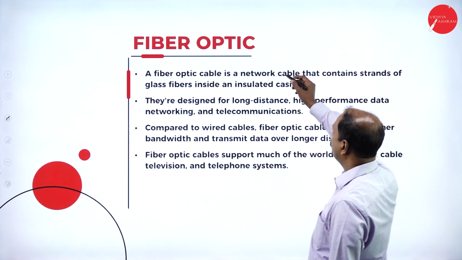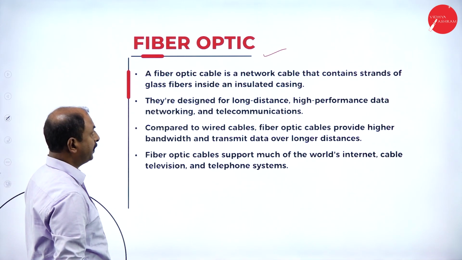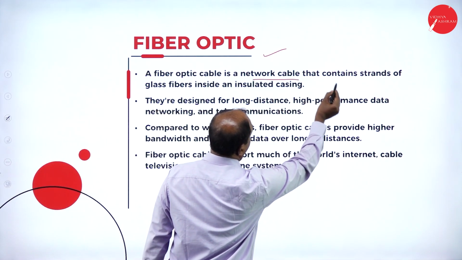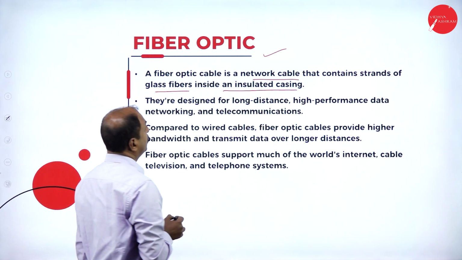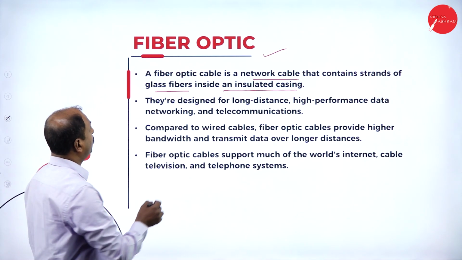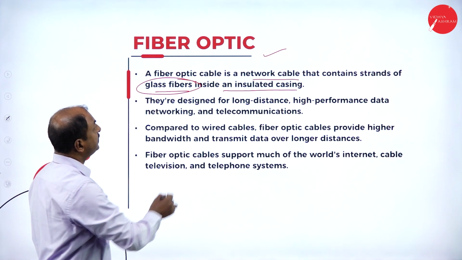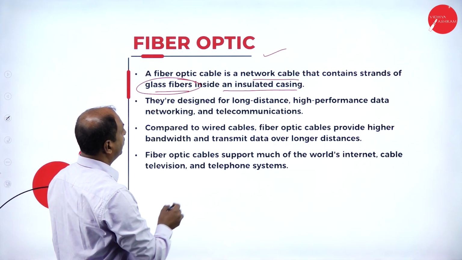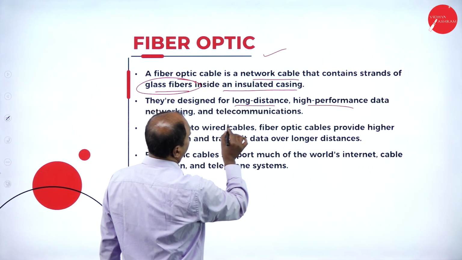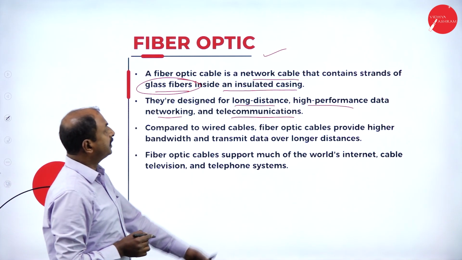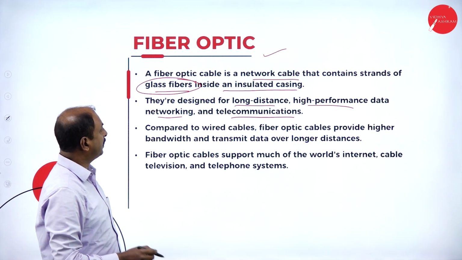Now next one, we'll see what is fiber optic or optical fiber. A fiber optic cable is a network cable that contains strands of glass fibers inside an insulated casing. Fiber optics mainly works with the concept of light. There are glass fibers inside this, and they are designed for long distance and high performance data networking and telecommunications networking. These are the main applications of optical fiber cables for communication.